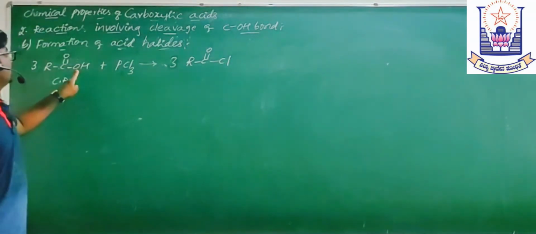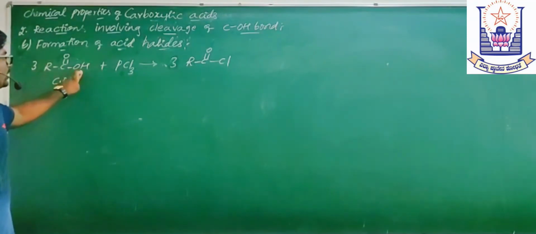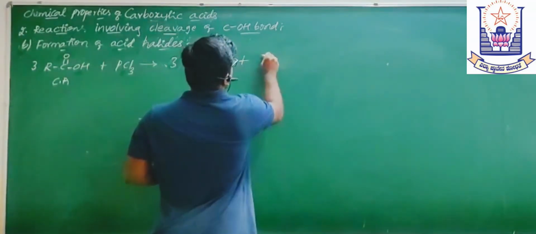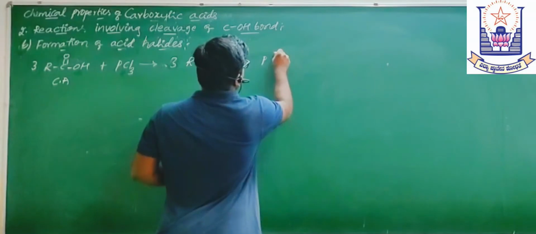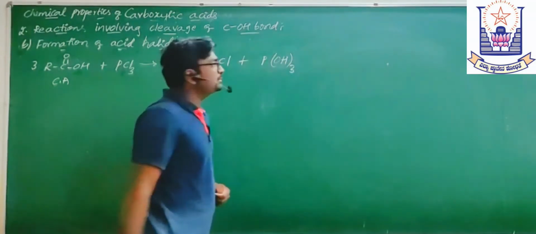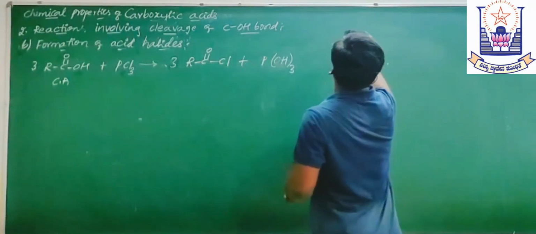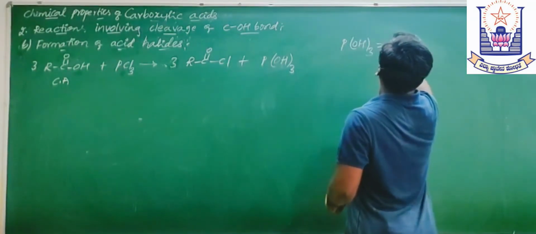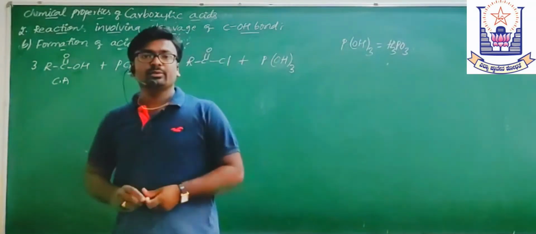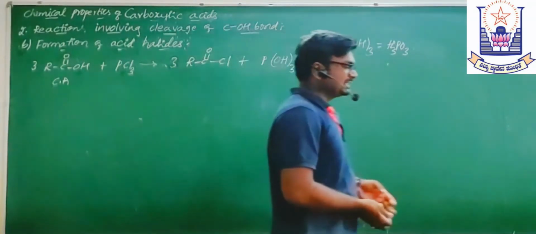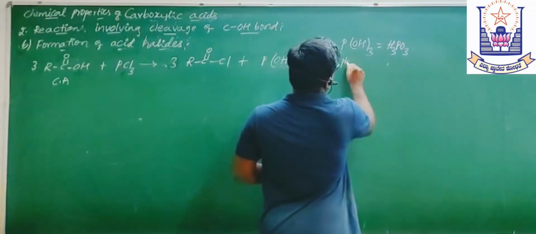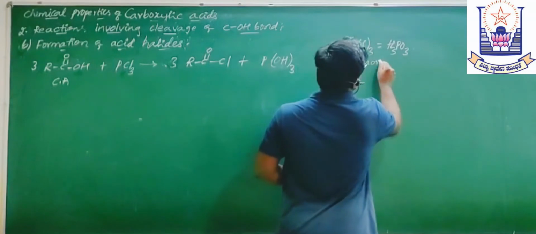What will be the byproduct? OH is coming out, since OH is replaced with Cl. So 3 OH is coming out, and that will be P(OH)3. This P(OH)3 is nothing but H3PO3. It is called phosphorus acid.